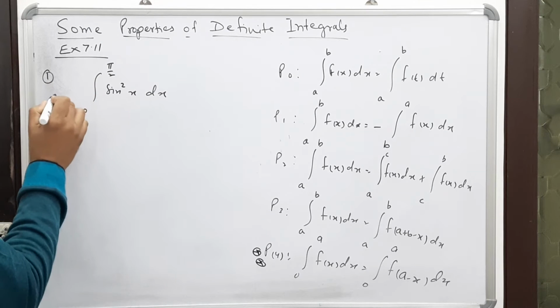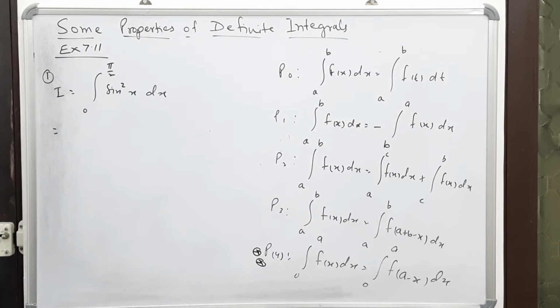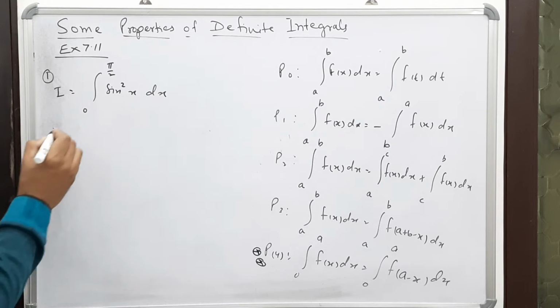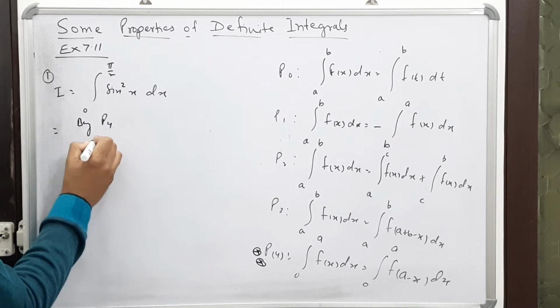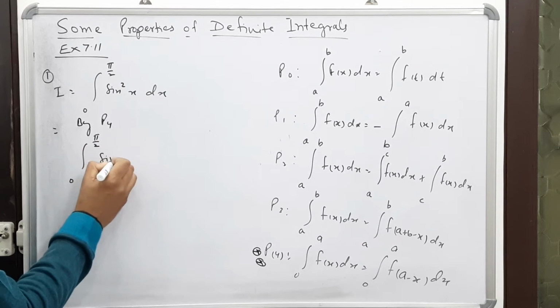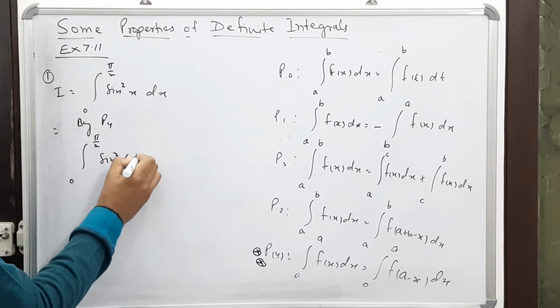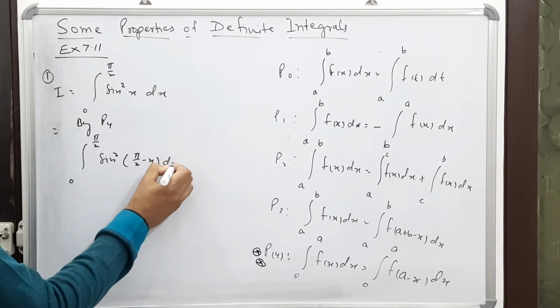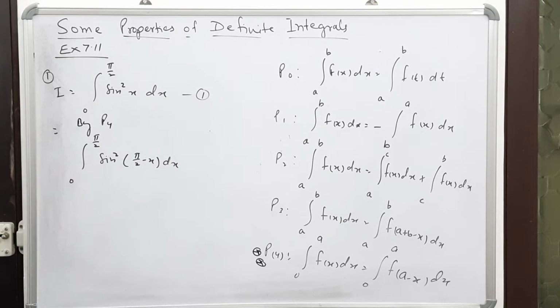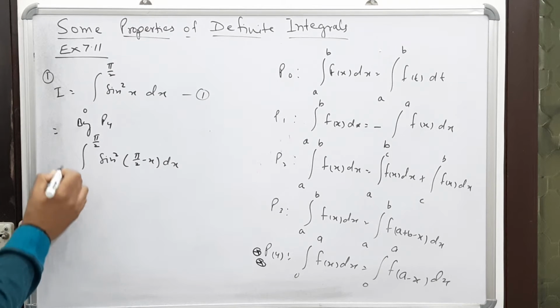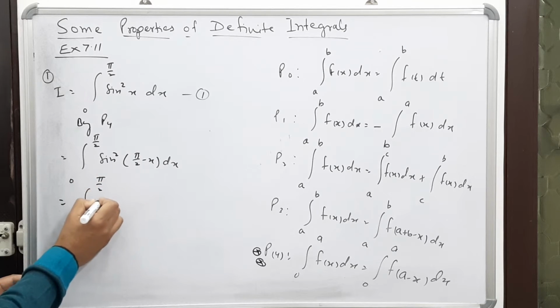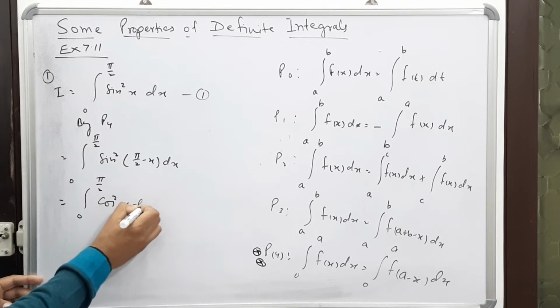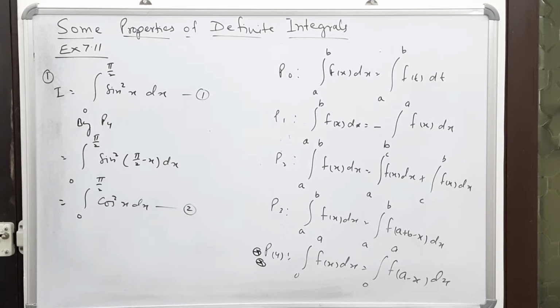See, the value of this is say I. Then I equals integral 0 to pi by 2 sine square x dx. So the first step is, by P4, it is 0 to pi by 2 only, sine square only, but instead of x it will be pi by 2 minus x dx. We say this is equation number 1, and when you simplify this further, it is integral 0 to pi by 2 cos square x dx. Say this is number 2.